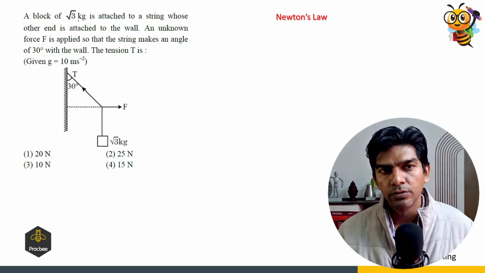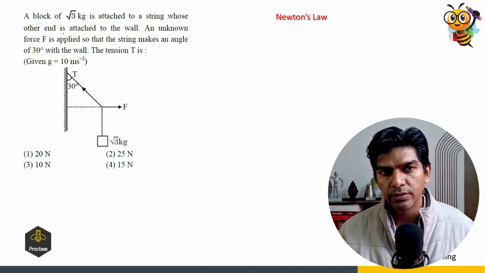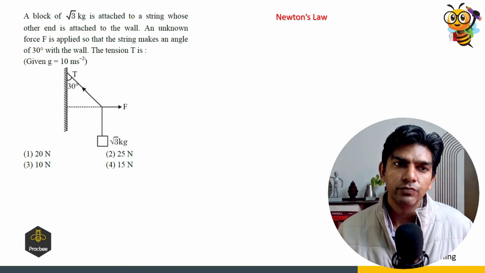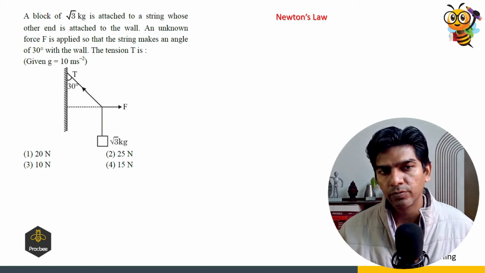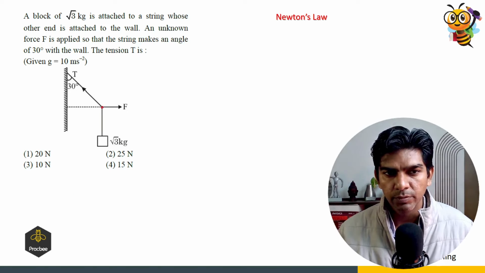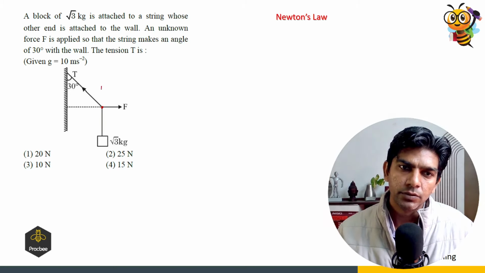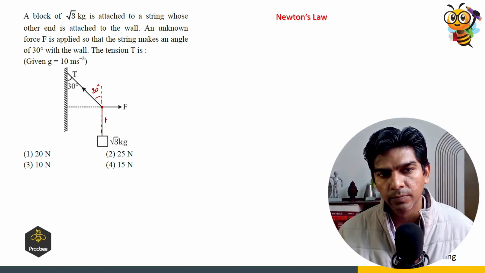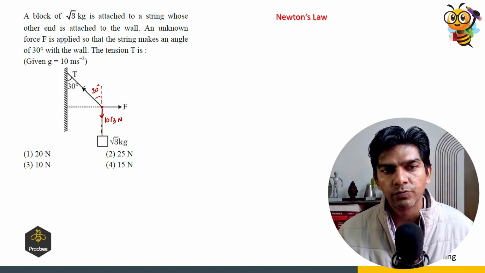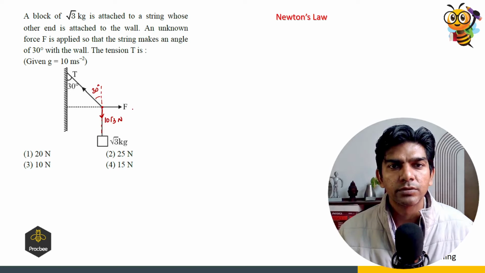Okay, a block of root 3 kilogram is attached to a string whose other end is attached to the wall. An unknown force F is applied so that the string makes an angle of 30 degrees with the wall. We have to find the tension. So here we have to consider equilibrium of this particular point. In this case, this angle will be 30 degrees. And in this portion, the tension will be root 3 times g, that will be 10 root 3 Newton, right? So that is the tension. Force we have, and we have to find T. And force is also unknown to us.